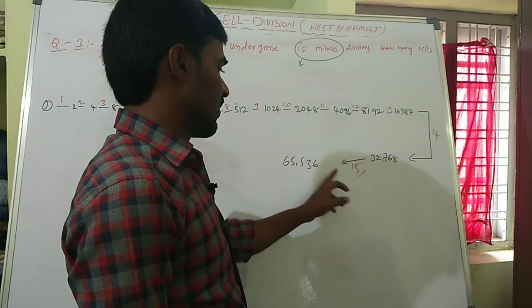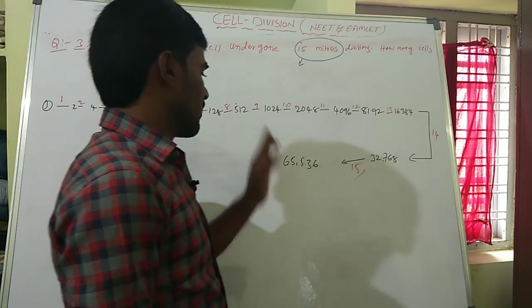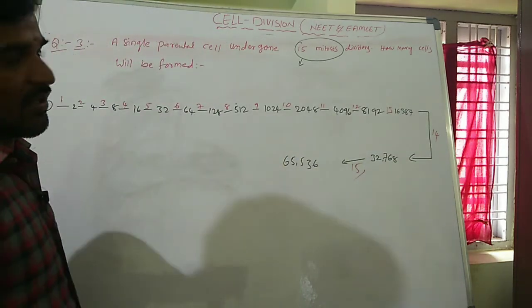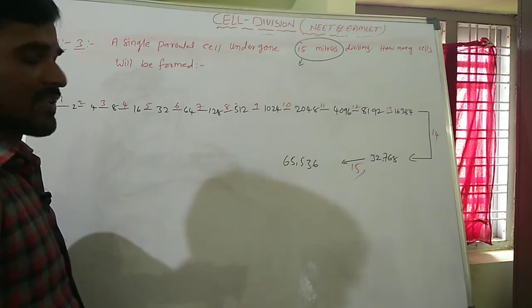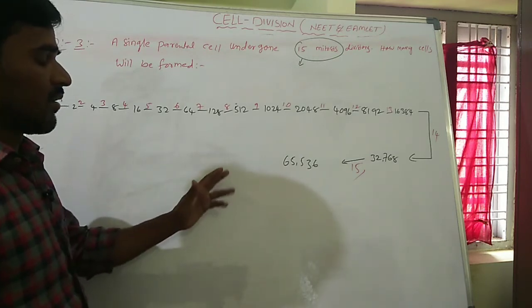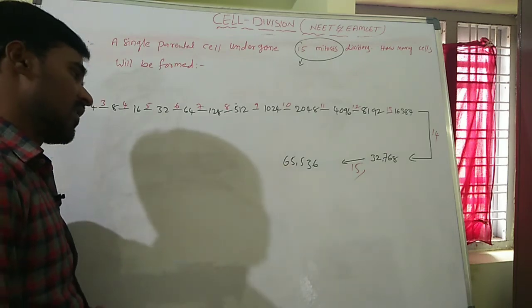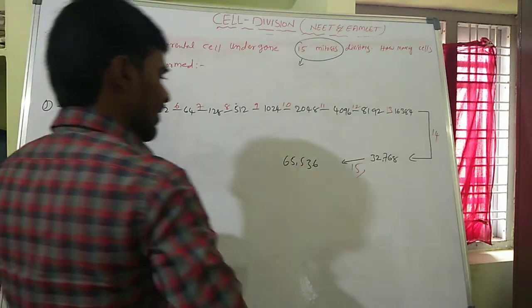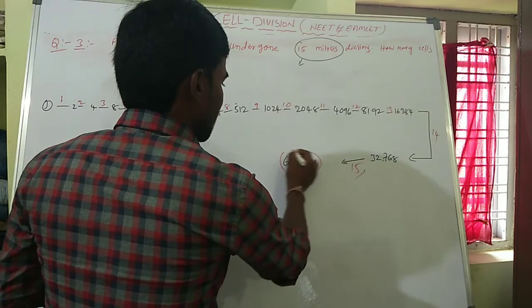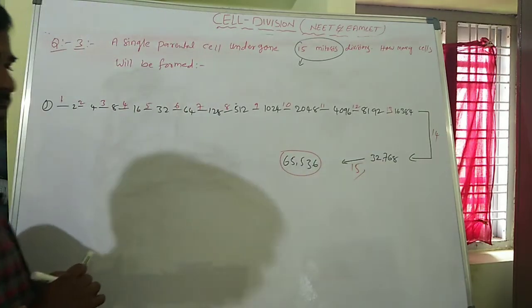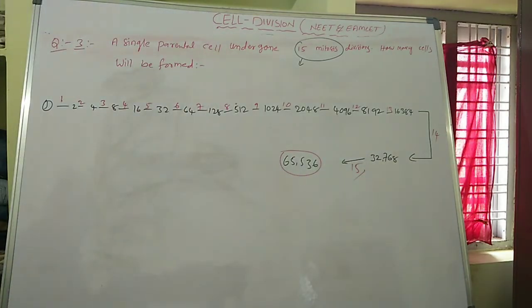Okay, so 65,536. After the completion of the 15 mitosis divisions, the total cells are 65,536. The answer is 65,536.